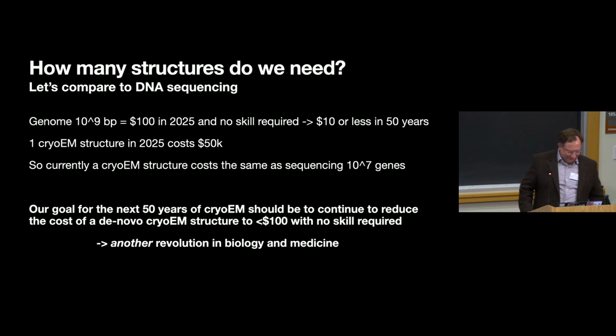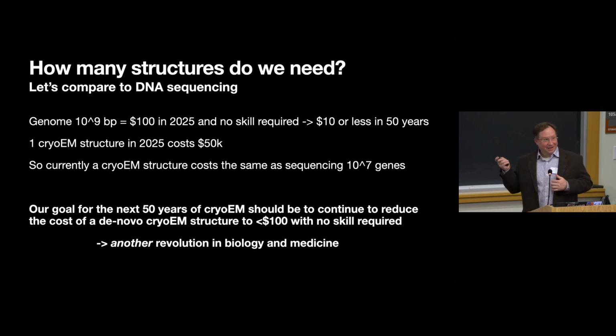But more seriously now, how many structures do we really need, right? This is an important question, I think. It's a lot of time and effort; a big part of my life is spent trying to fix these problems. So do we really need more structures? Here's my rough calculation on the plane. One genome right now, which is say 10 to the 9 base pairs, costs roughly $100. And it requires absolutely no skill. You just stick something in a box and you get an email, right?